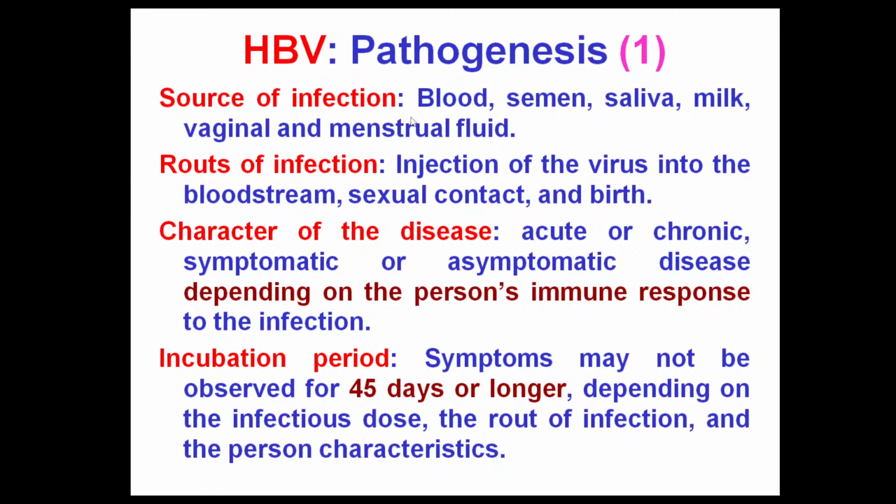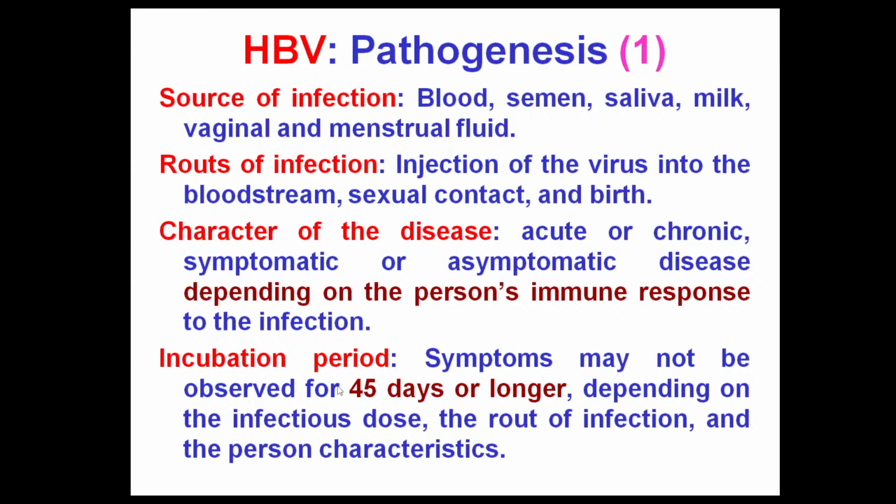Usually the source of infection is any fluid of infected individuals. The route of infection is inoculation, sexual contact, or childbirth. The character of the disease can be acute or chronic, symptomatic or asymptomatic, and mainly it depends on the dose of the antigen or dose of the virus, and very much on the person's immune response to the infection that we discuss right now.